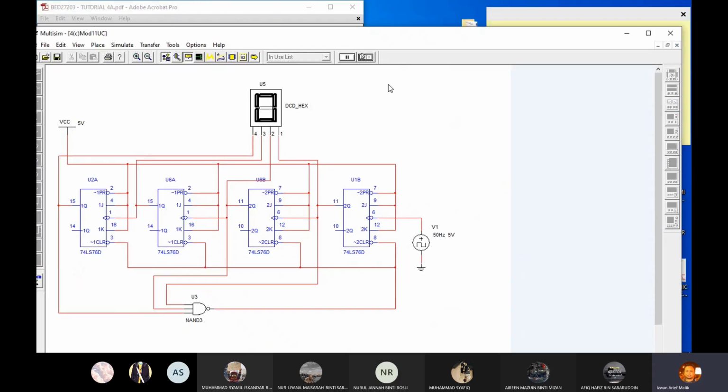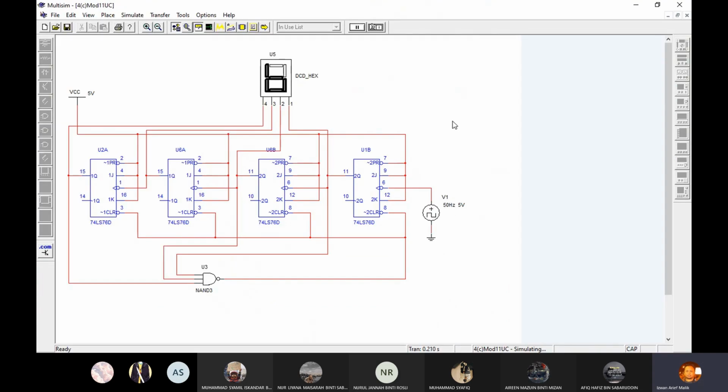Kenapa ni? 2, 3, 4, 5, 6, 7, 8, 9, 10. Then patah balik kepada 0. Okay, mode 11, it will count until 10. 10 is displayed as A dekat dalam 7 segment. A itu huruf A. Okay. 6, 7, 8, 9, 10. This is A, huruf A besar. A besar is 10. Then dia akan count balik pada 0. So, betul lah connection tu. So, D, B dengan A masuk dan connectkan kepada clear.